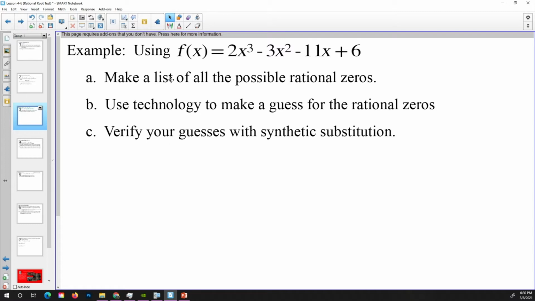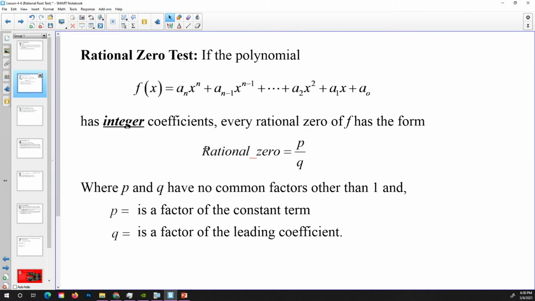Okay, so first thing for our list of possible rational zeros, if we go back to this rational zero test, we're talking about P being a factor of the constant term. The constant term is always that last term that has no variable, and Q a factor of the leading coefficient. So we've got to factor this constant term and this leading coefficient.